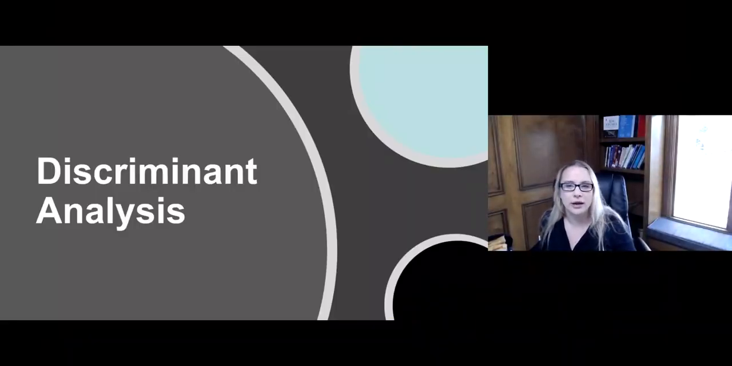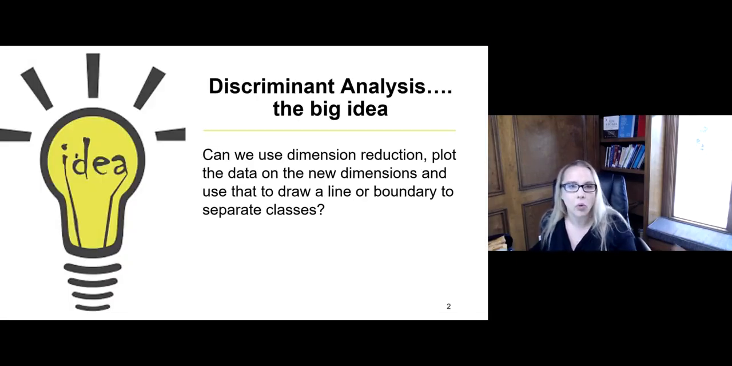Next, we are going to be talking about discriminant analysis. So what's the big idea? The whole point behind discriminant analysis is to find a method where we can use dimension reduction, plot the data on new dimensions, and then use that to draw a line or boundary to separate our classes.